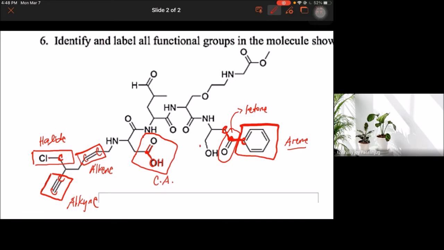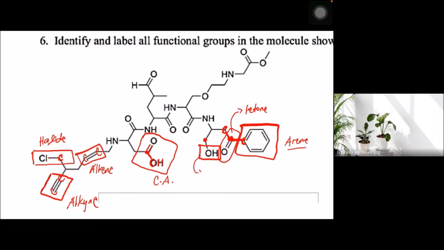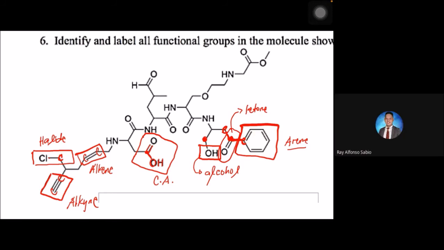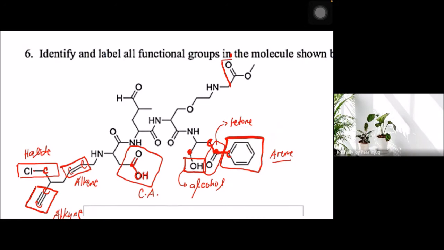Okay, so what about this portion? Carboxylic acid. Just OH. Alcohol. Okay, very good. That is alcohol. You have to be careful when you identify. If it is carboxylic acid, this carbon should be a carbonyl carbon. But it is only a singly bonded carbon, so it is alcohol.